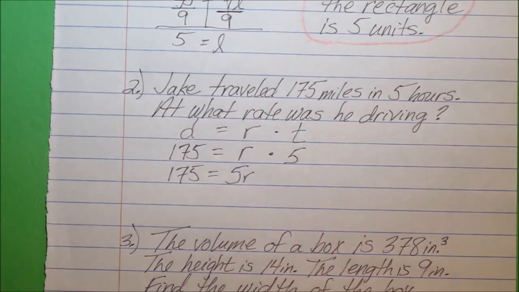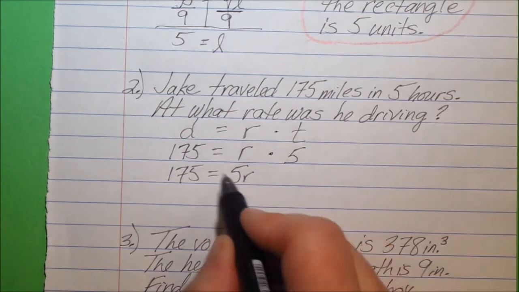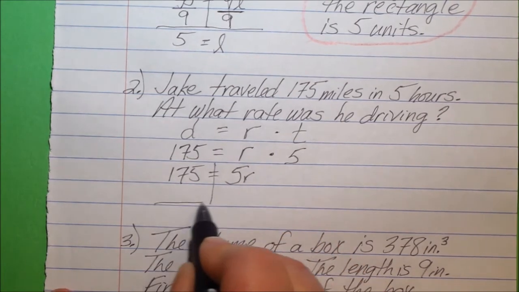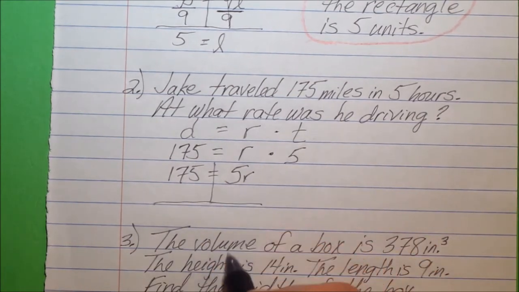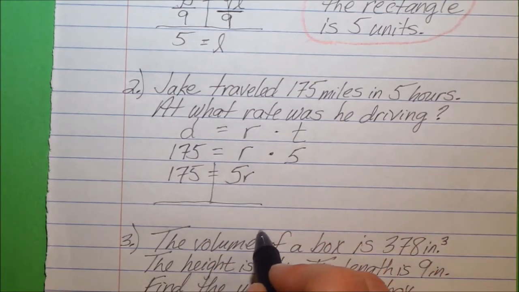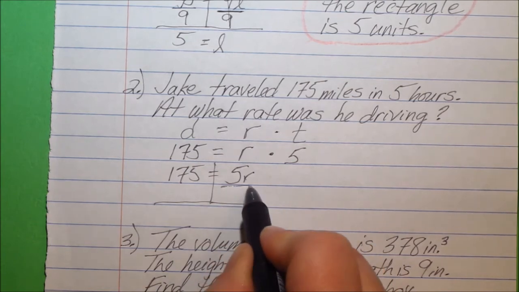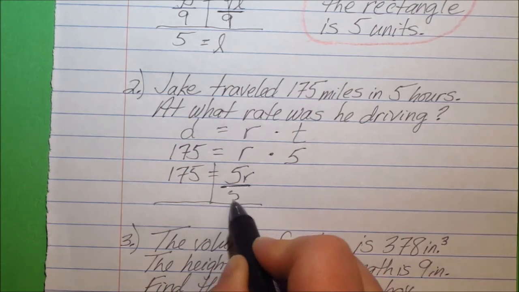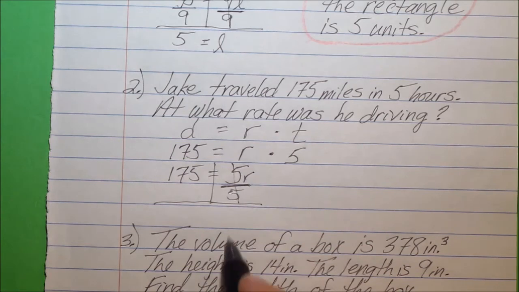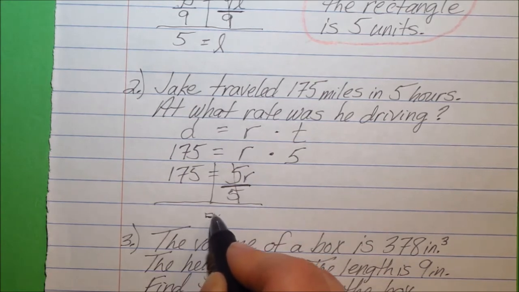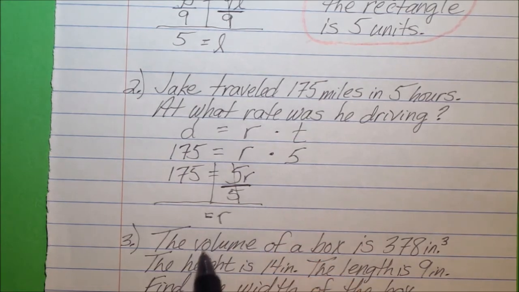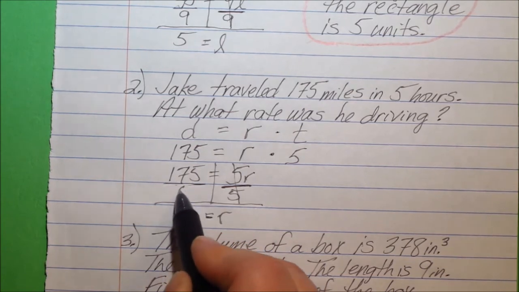All right. Now I need to solve for R, so I'll build my fence. And I know 5R means multiplying, so the inverse operation of multiplication is division. So I have to apply dividing to get rid of that 5 and get R all by itself. All right. But what I do to one side, I have to do to the other.